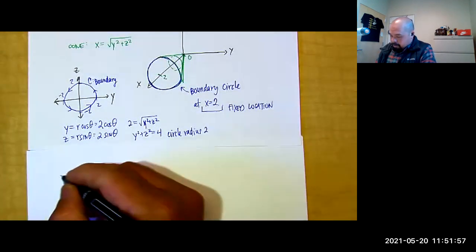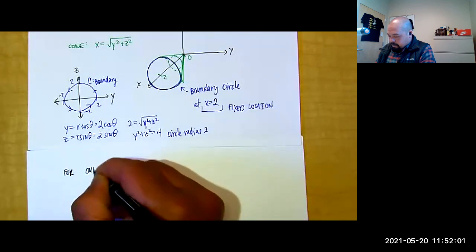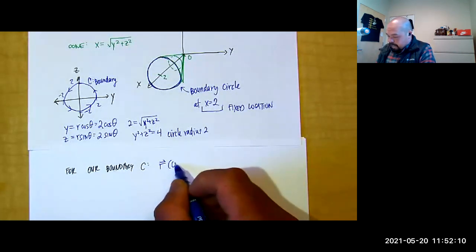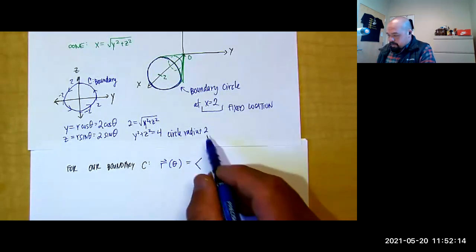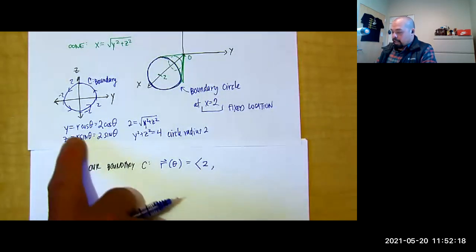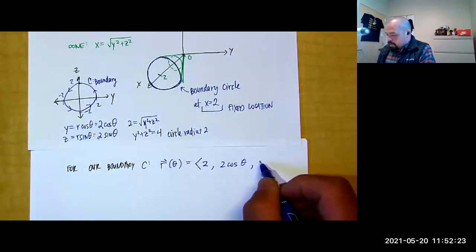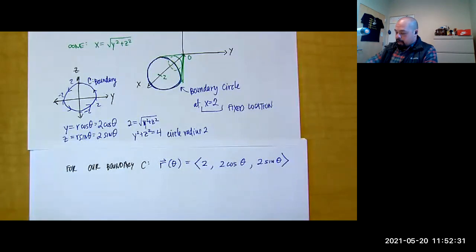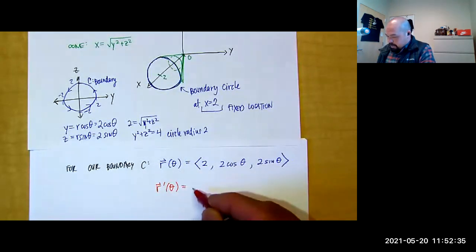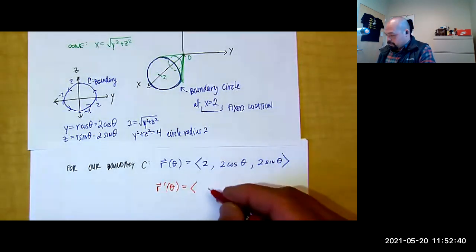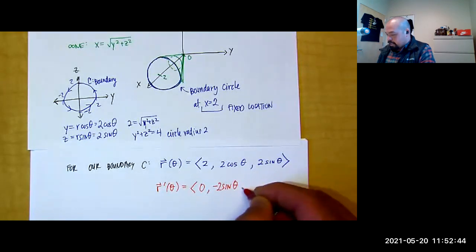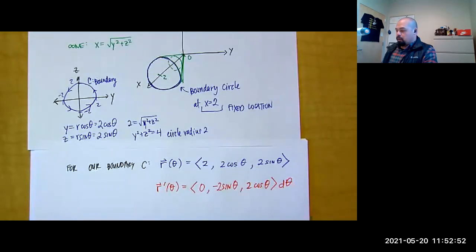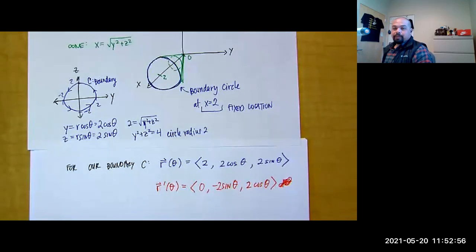With all that identified, for our boundary C, we're going to make this r of theta. We can do r of t if you like. The x is 2, the y is 2 cosine theta, the z is 2 sine theta. Okay? r prime of theta, taking the derivative with respect to theta, right? Before we might have used a t: 0, negative 2 sine theta, positive 2 cosine theta, and d theta outside. Let me put that on later, sorry. That's accurate here, okay?